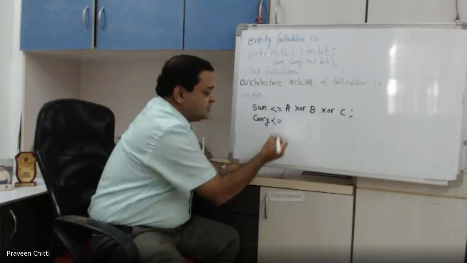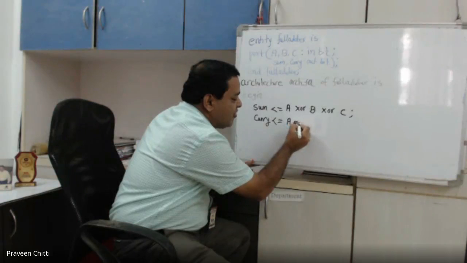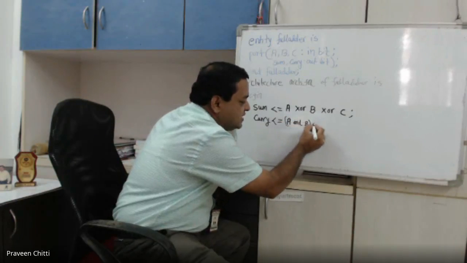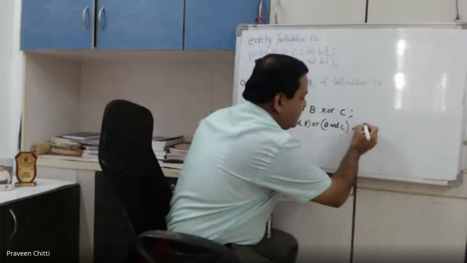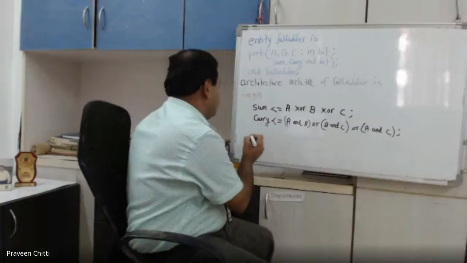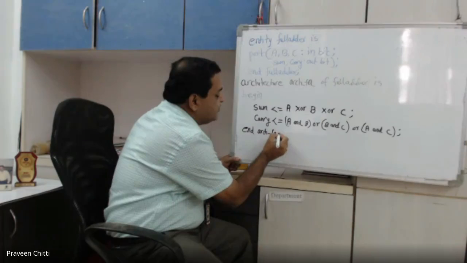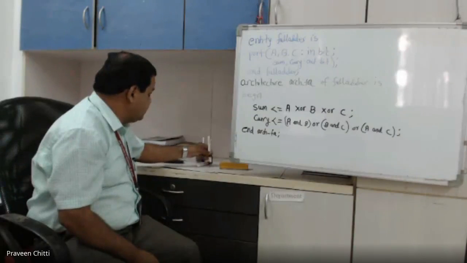And then carry. Carry is assigned with what now? A and B inside the bracket, or B and C, or A and C. And then what is written? End, and what? End of full adder, arch underscore FA. This is how we can write the VHDL code for a full adder.